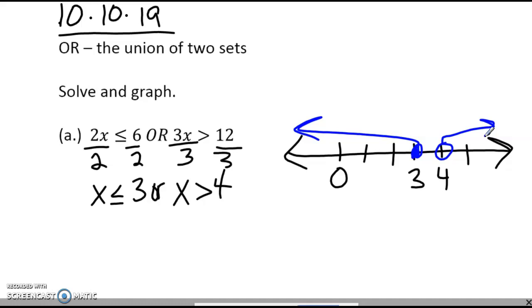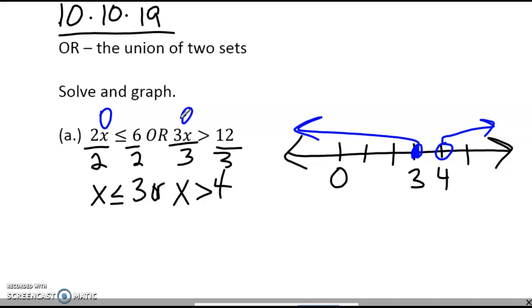So I'm going to pick a point in the x is less than or equal to 3 interval. So I'm going to use 0. And when I put 0 in here, 2 times 0 is 0. 0 is less than or equal to 6. So it works in that one, doesn't have to work in the other one. It only has to work in one or the other. Because if we plugged in 0 on the right, 3 times 0 is 0. 0 is not greater than 12. But OR doesn't mean it has to work for both. It can work for one or the other and still be part of our solution.